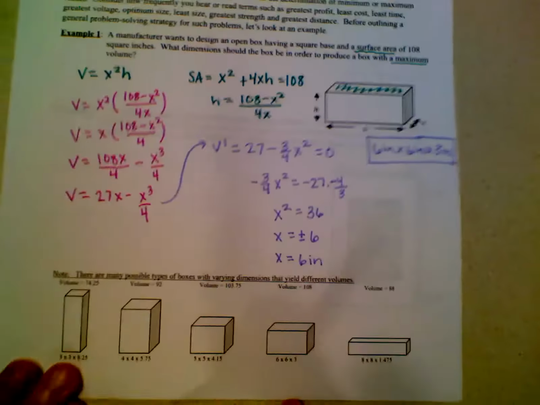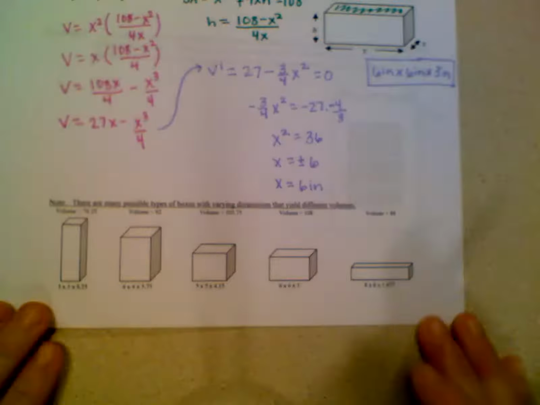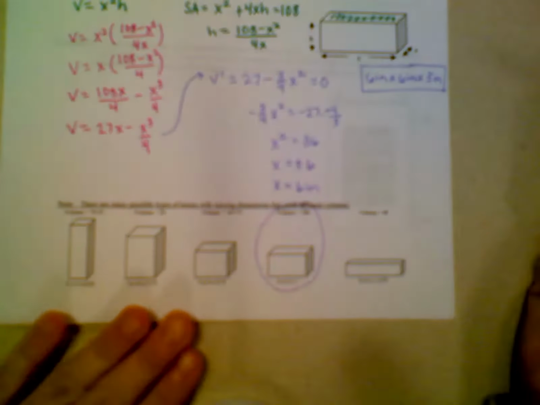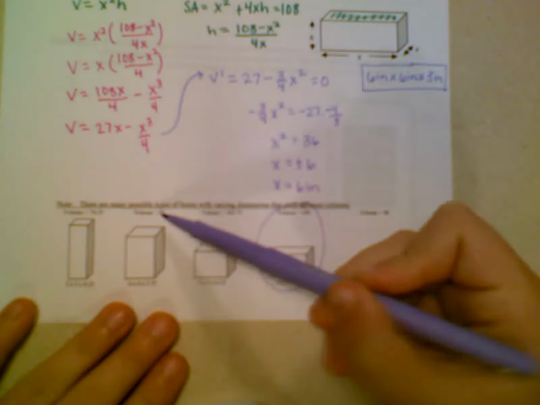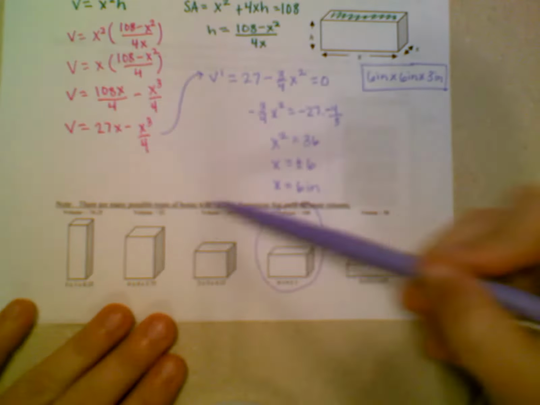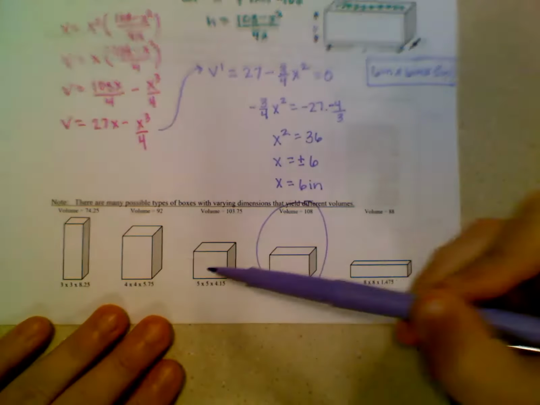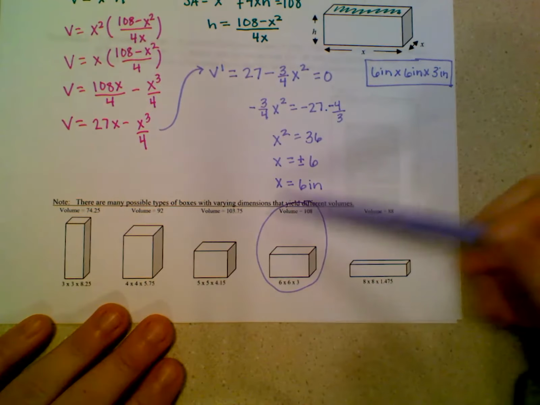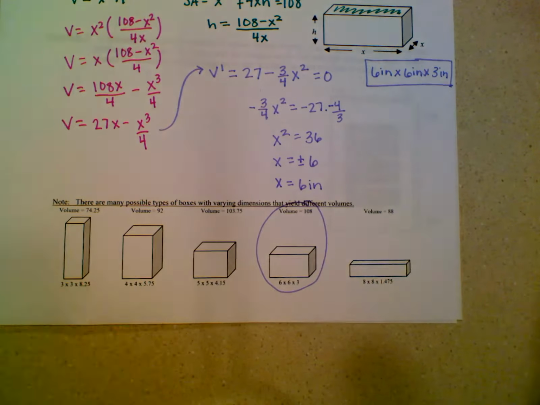So if you look at the possibilities down here, this is the one with the max volume. And I know they kind of already went through and showed you the volume, but you can actually see how that is the max volume. So all of these were possible answers, but the one that does yield the max volume is 6 by 6 by 3.